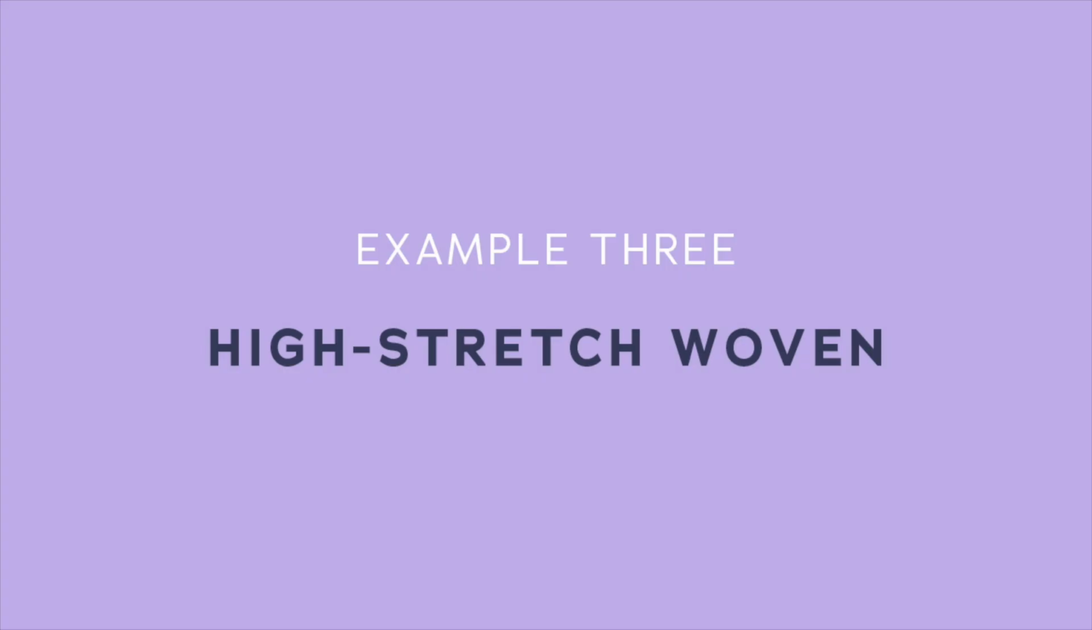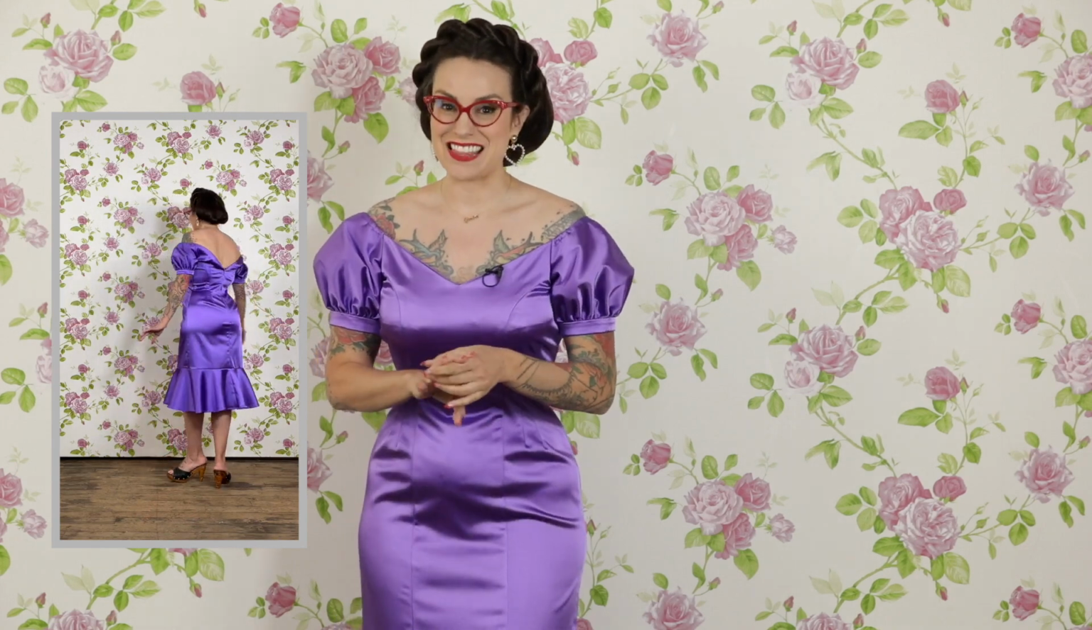Okay, next version. This is the high stretch woven. So this is a satin with 7% Lycra in it, so a lot of stretch. And I just want to point out that satin famously shows every little lump and bump. So hopefully you're seeing all the fit issues in full detail here.